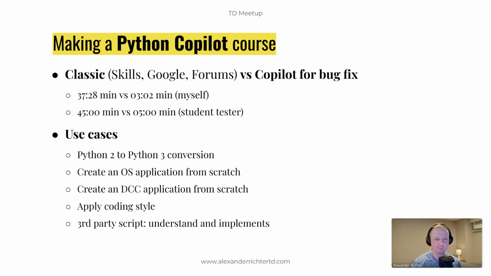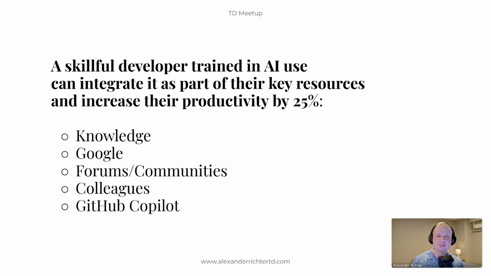through all these elements. My idea of this whole presentation, obviously, besides showing you what GitHub Copilot is, is to also show you it as an opportunity. I don't say it will be the solution for everything, but I believe a skillful developer trained in AI use can integrate it as a part of their key resources and increase their productivity by around 25%. Sometimes more, sometimes less. So the important elements of a good developer are knowledge and skills, Google, forums and communities, asking colleagues, and I believe GitHub Copilot, or in the future, maybe even other AIs.